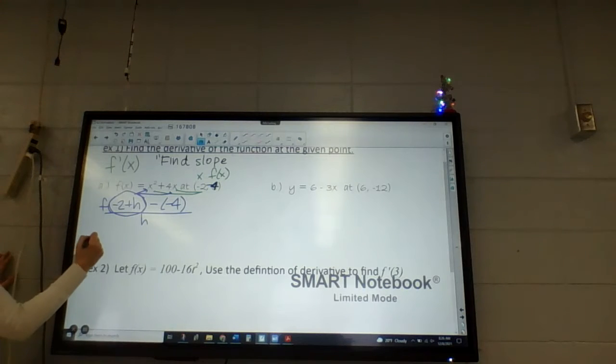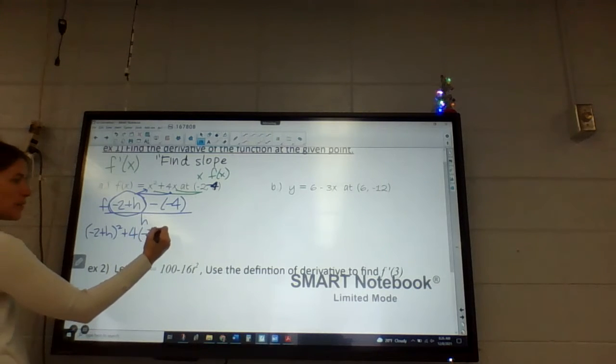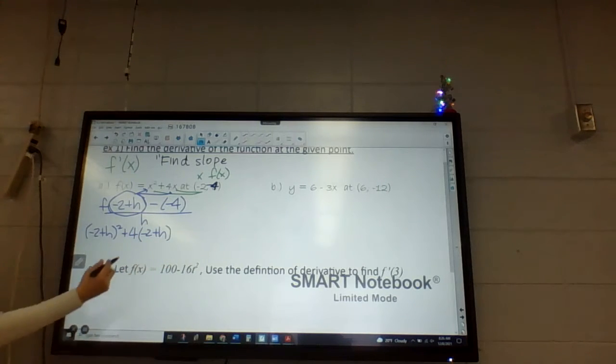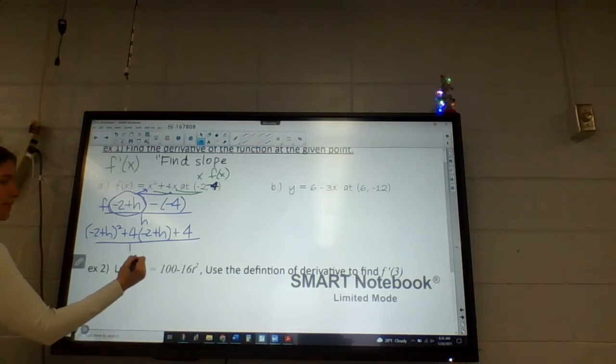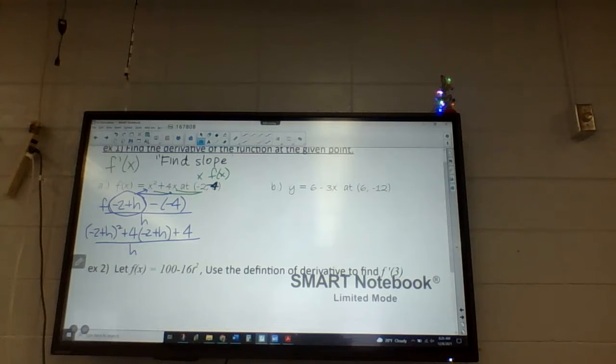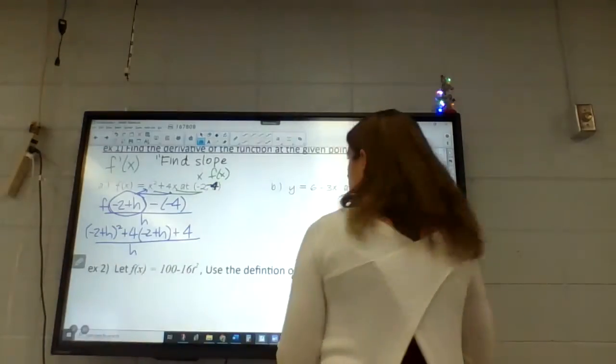Now when I go to put that in, I get negative 2 plus h. I have to square that. Plus, because I'm putting it into this formula, 4 times negative 2 plus h, because I have to put it in there as well, and then plus 4. This is all over h, because of the original formula.